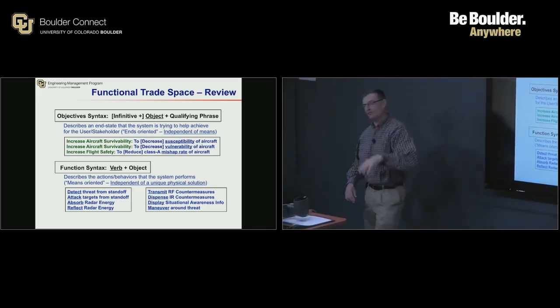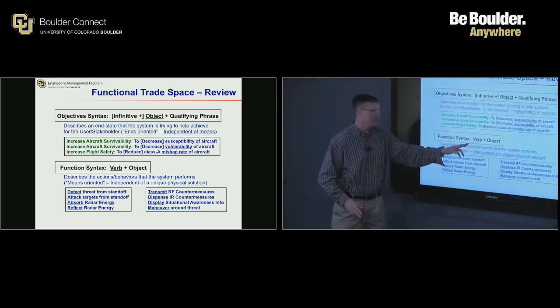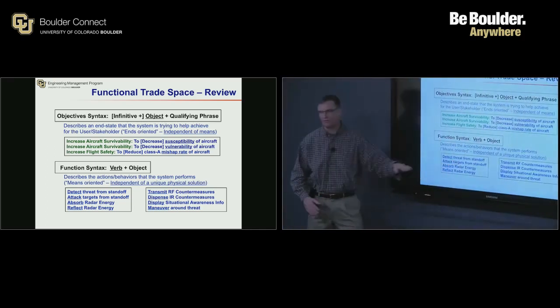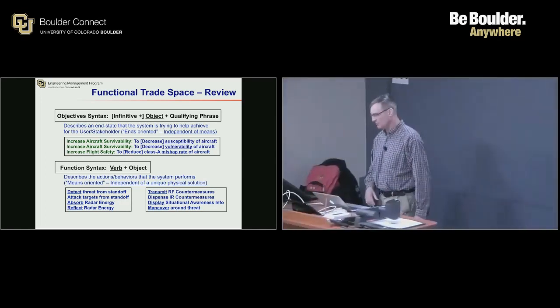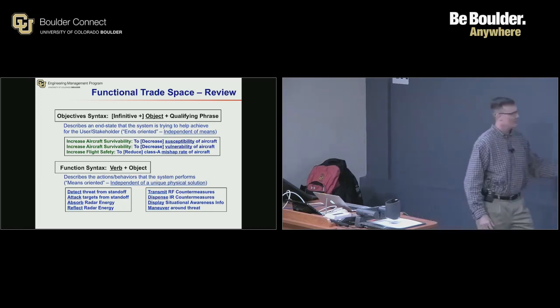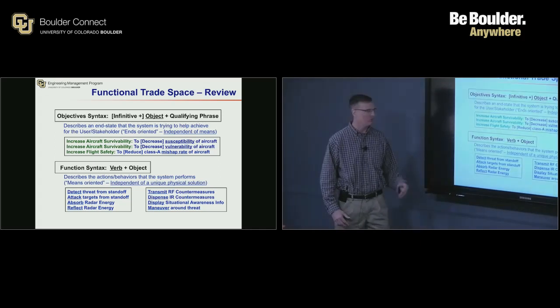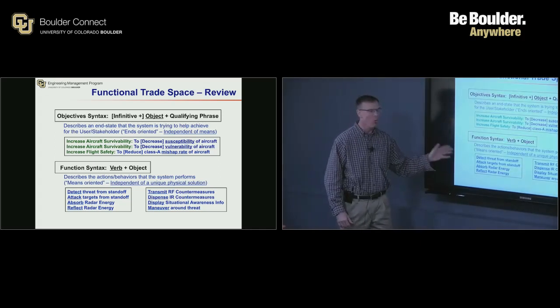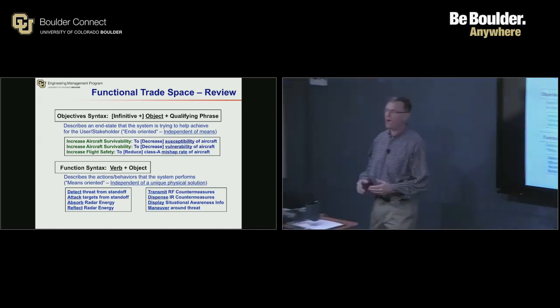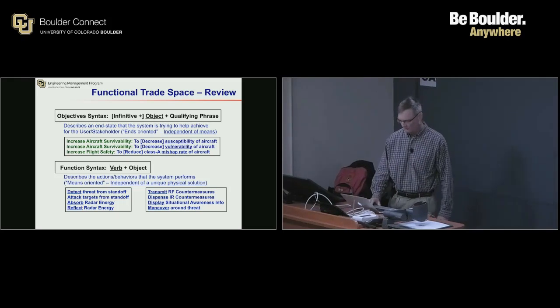So when you're eventually asked, hey, give me five functions, the five functions should be expressed as a verb plus an object, just a nice, short, succinct statement like that. All right? So notice in all this, we haven't limited the design trade space at all. We're sticking to what we want done, not how, not even how well. We're just narrowing it down to what we want done.